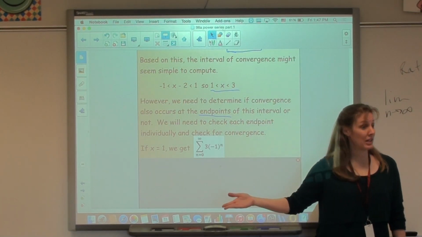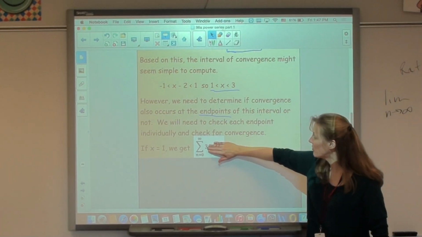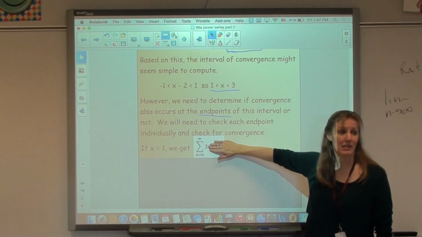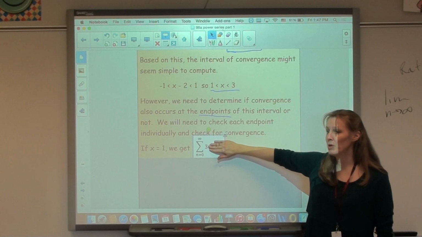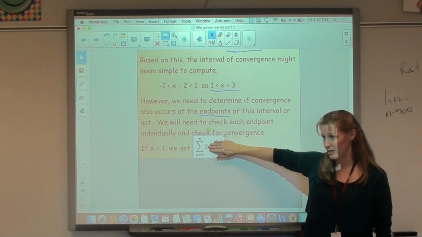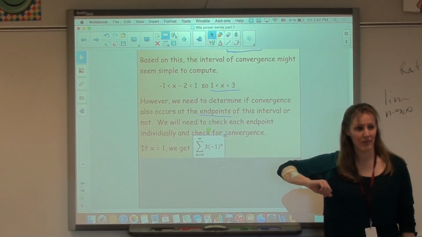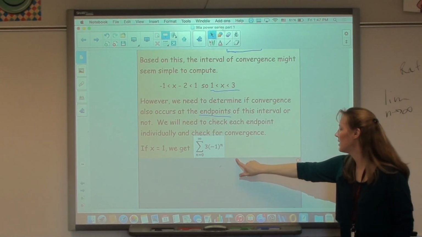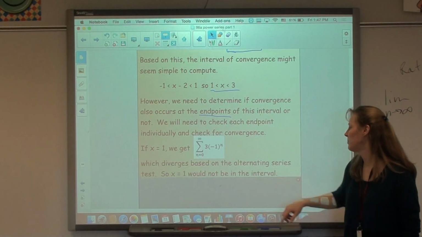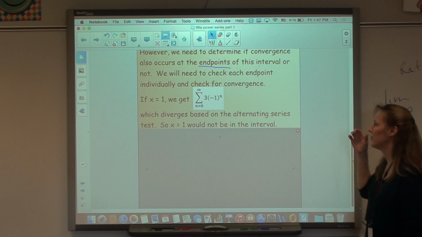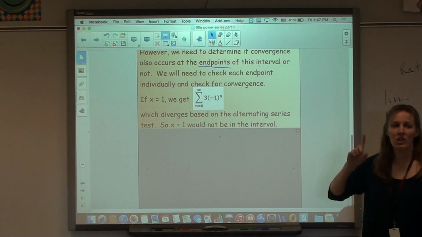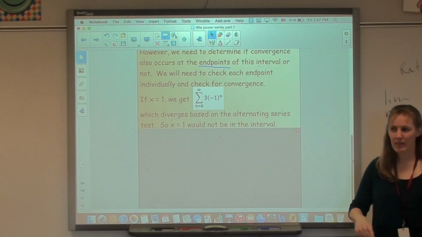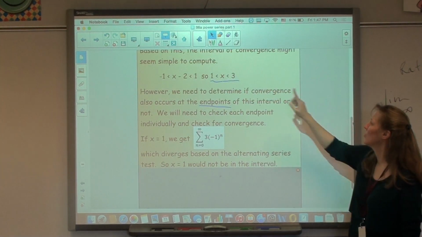If you use the alternating series test, you cover up the negative 1, and you just check the limit of what's left. If that limit doesn't approach 0, it diverges. All right, so this one diverges based on the alternating series test. Now you have to check your other endpoint. The other endpoint was 3.